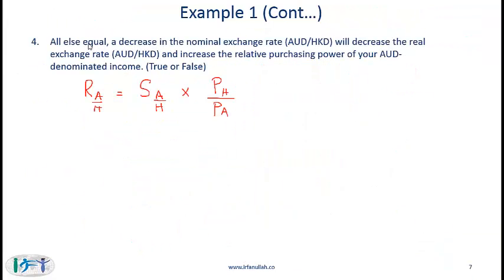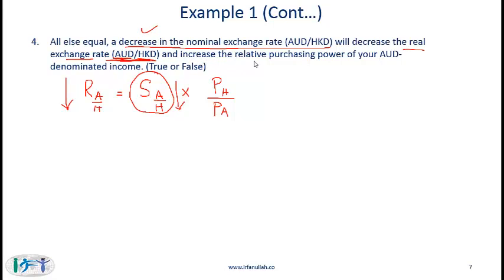Let's look at the fourth and final statement now. All else equal, a decrease in the nominal exchange rate. So we are saying this nominal exchange rate comes down will decrease the real exchange rate. Again, notice that we are using the same convention. Australian dollar is the price currency, Hong Kong dollar is the base currency. All else equal means that the price levels are the same. If the nominal exchange rate comes down, then the real exchange rate will come down. So that is true.